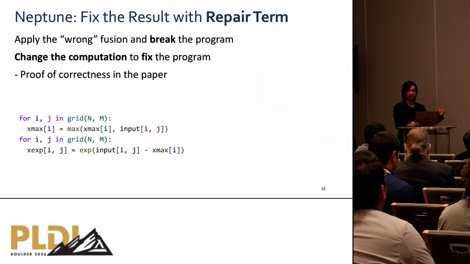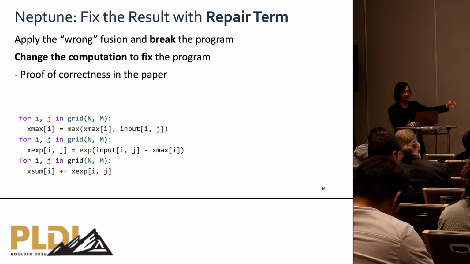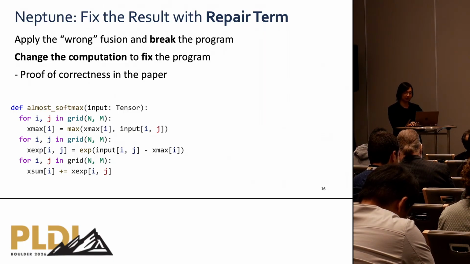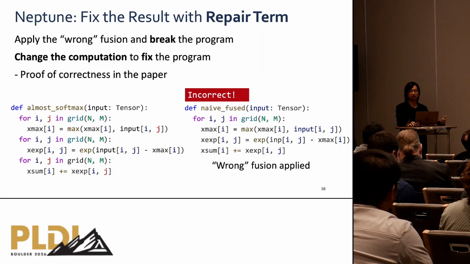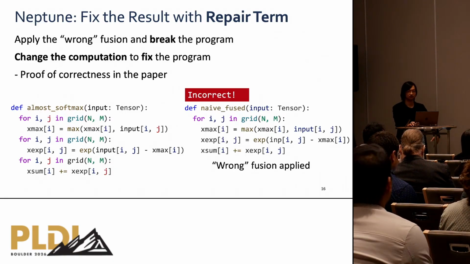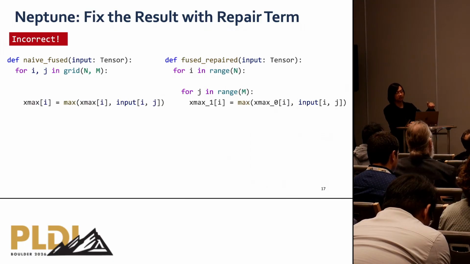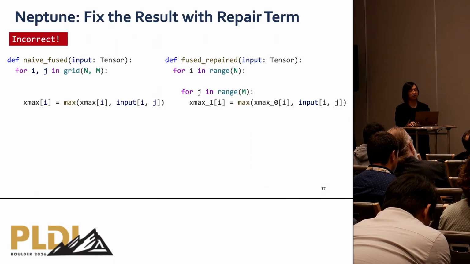Our previous one adding a row-wise sum at the end, so we have 2 reductions. This is, by the way, similar to softmax. Neptune sees this program. It first applies the wrong fusion, which gives us this program on the right-hand side. Next, we find the fix for the program. We don't apply it on the first reduction. We don't apply it on the element-wise operation.